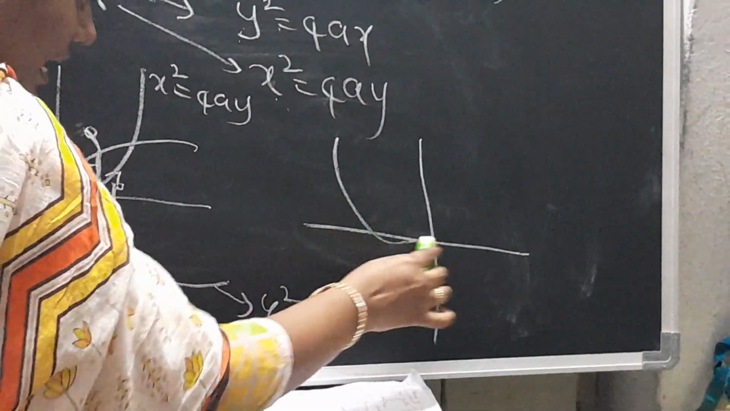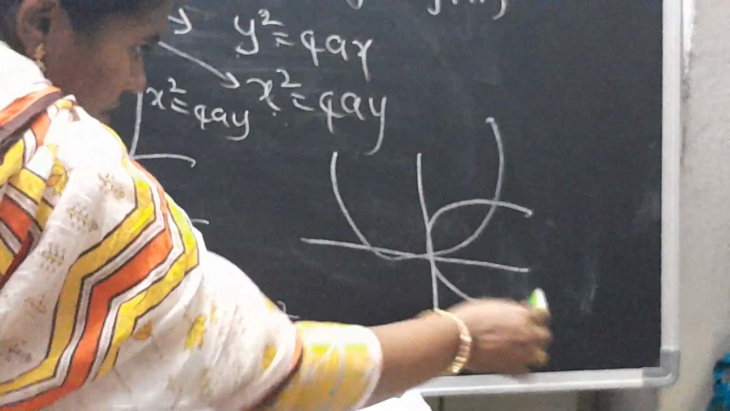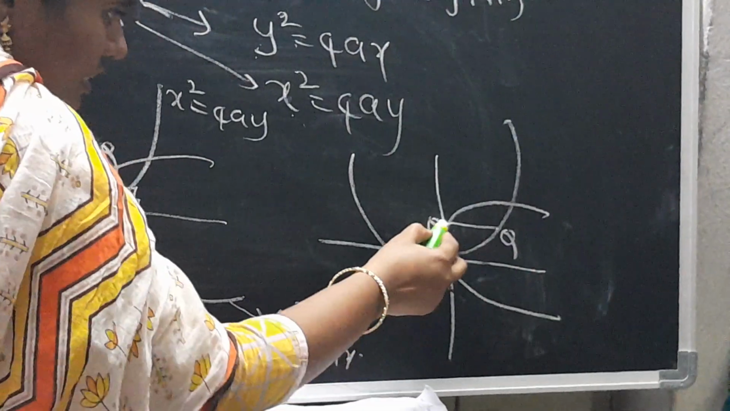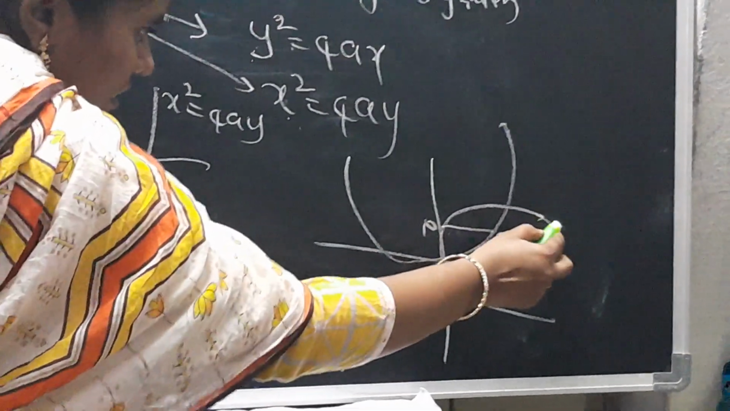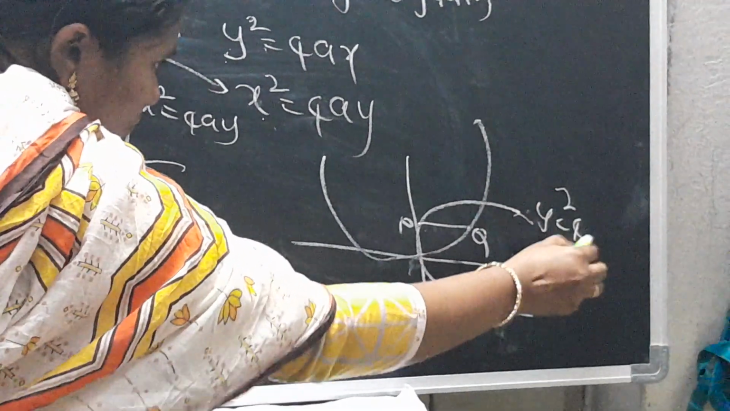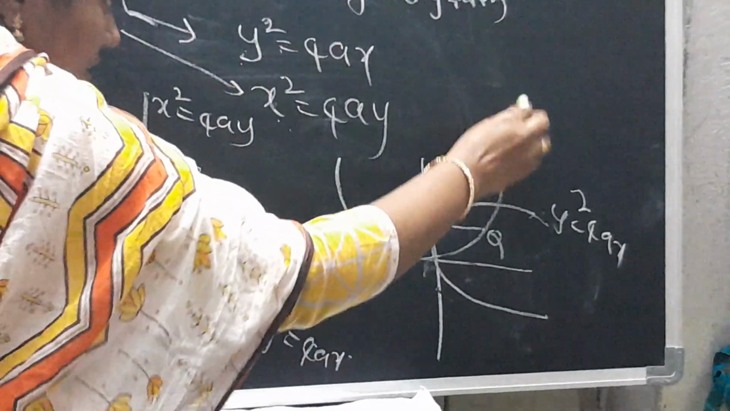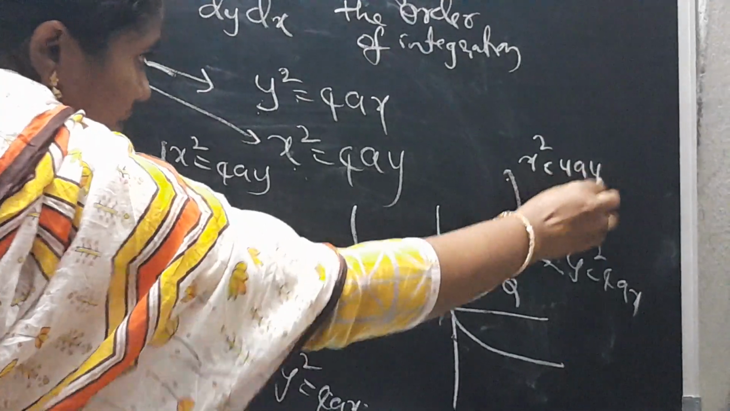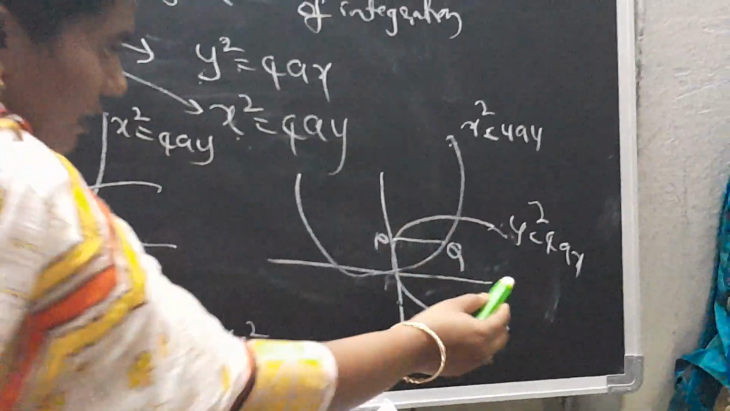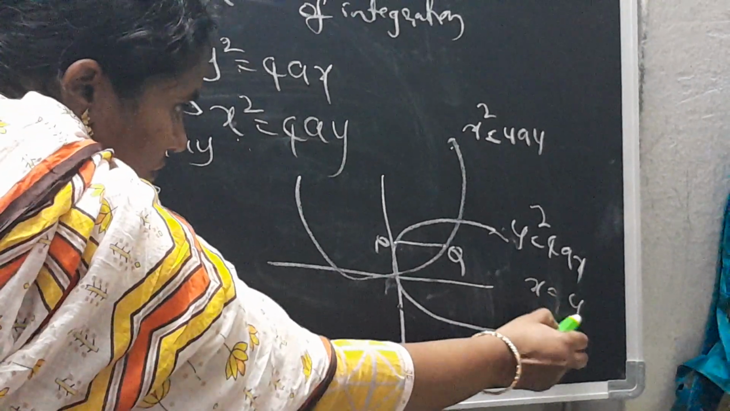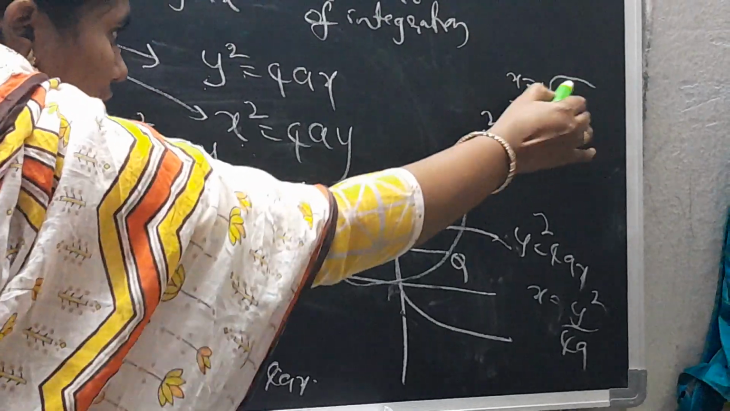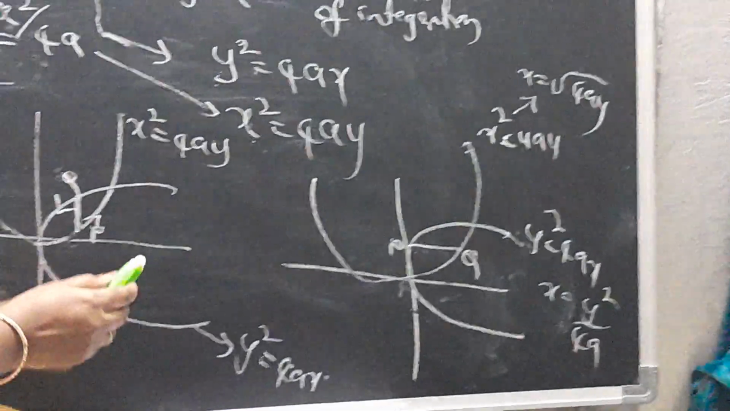That is the same parabolas. So you need to convert it to a horizontal strip. What is the first lower limit of this one? This curve is y square equal to 4ax. This curve is x square equal to 4ay. From this you have to write the x values. From the first one, what is the x value? y square by 4a. From this, what is the x value? Under root of 4ay.